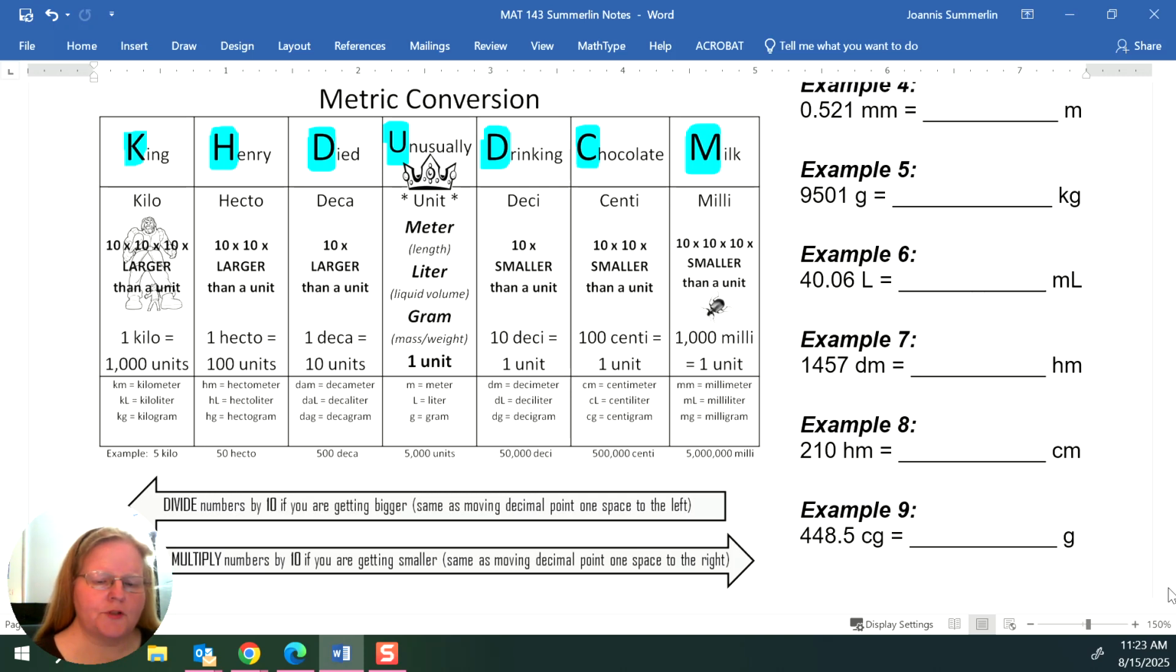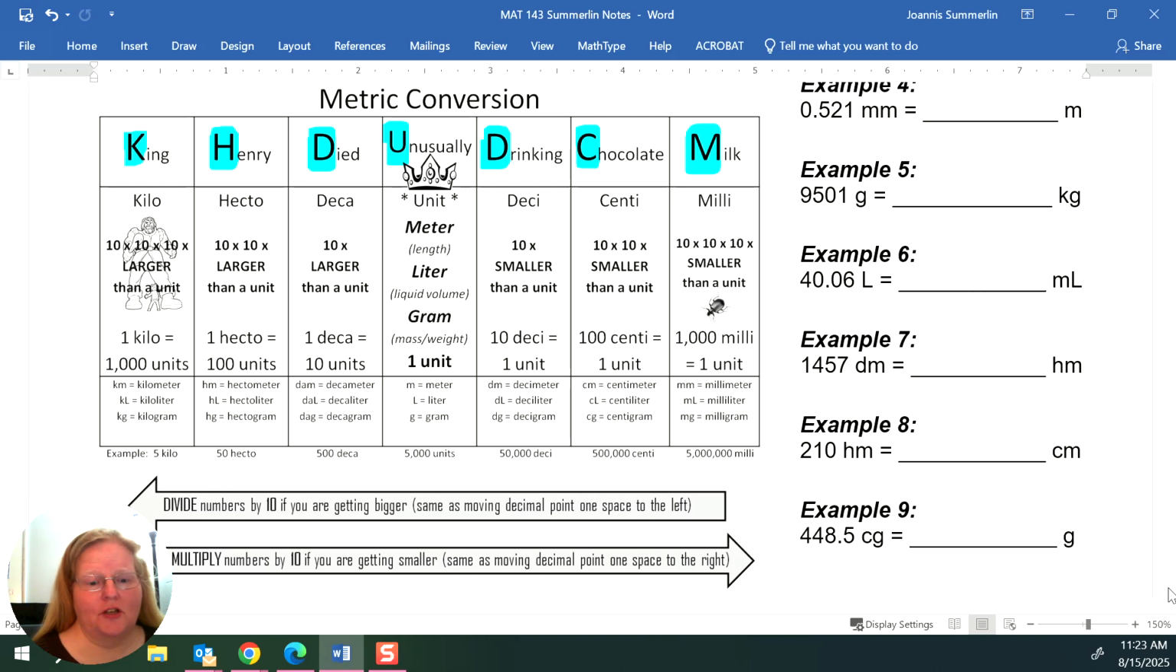When you go metric to metric, you are always going length to length, volume to volume, or mass to mass.